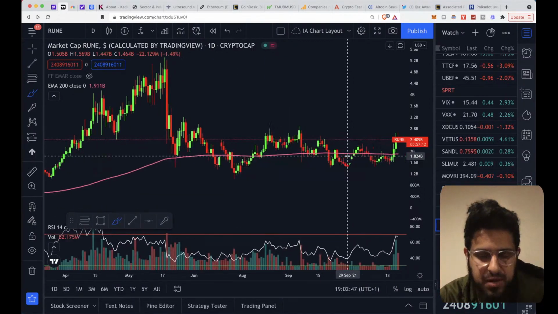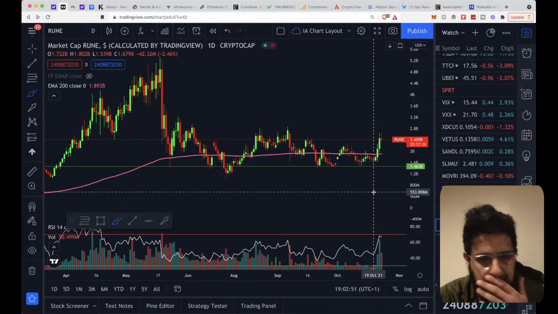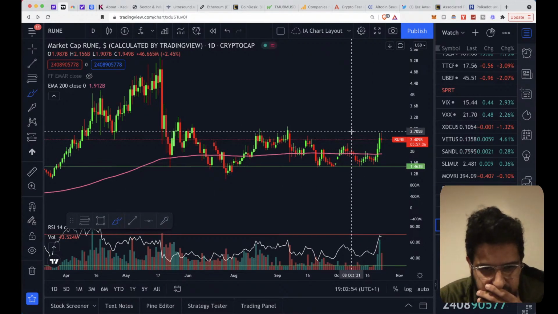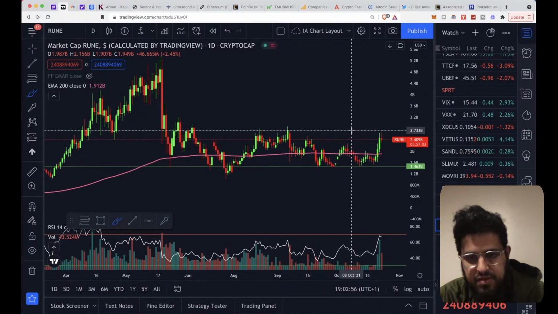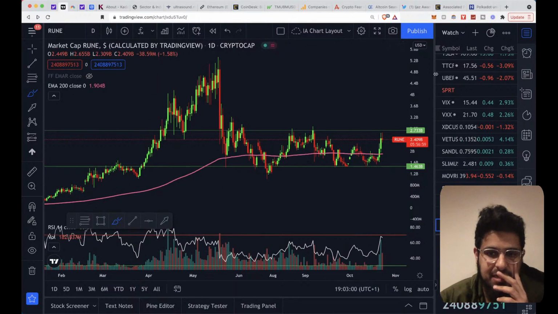Yeah, Rune's been on a pump. Kind of missed it. We had a good opportunity to be picking it up in here. And now your next level of support and resistance, you're going to get a bit of resistance here. Still a good time to actually probably pick it up, to be completely honest.